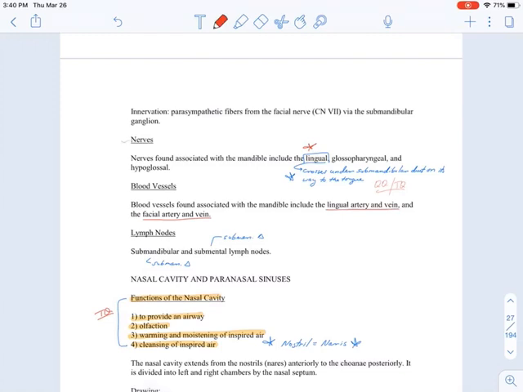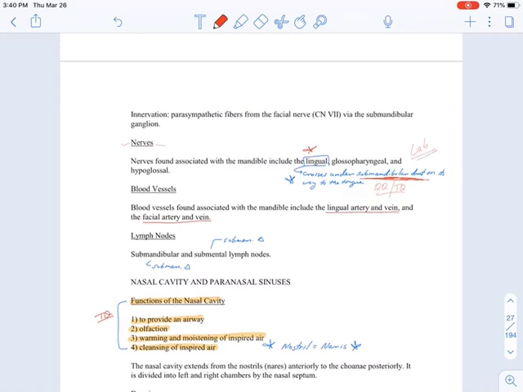And then we have a little section here, just nerves associated with the mandible include lingual, glossopharyngeal, and hypoglossal. Lingual nerve will cross under the submandibular duct. That's something that you might use as a landmark when you're in lab. And it crosses under that duct on its way to the tongue. Sometimes we see it as a quiz question or a test question.